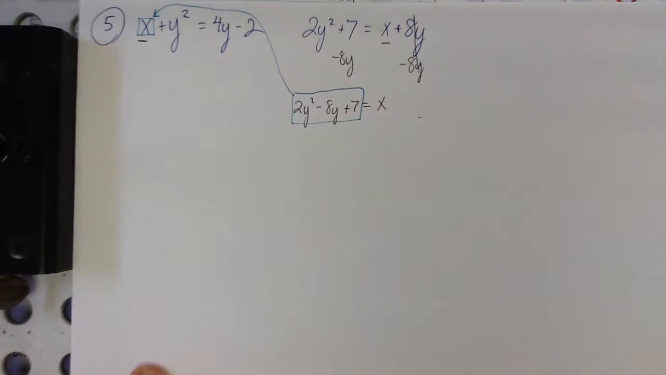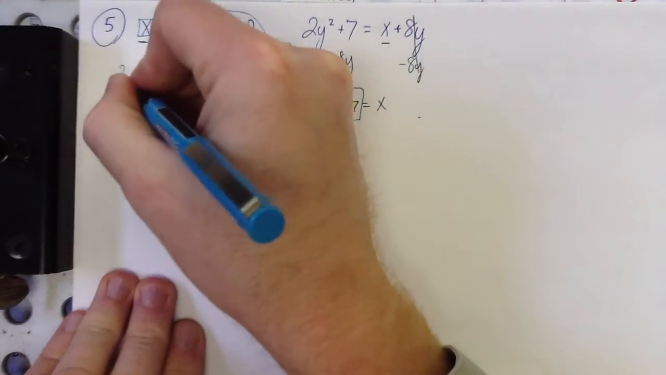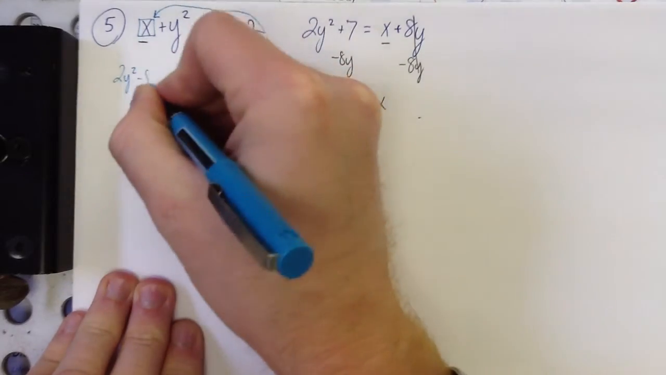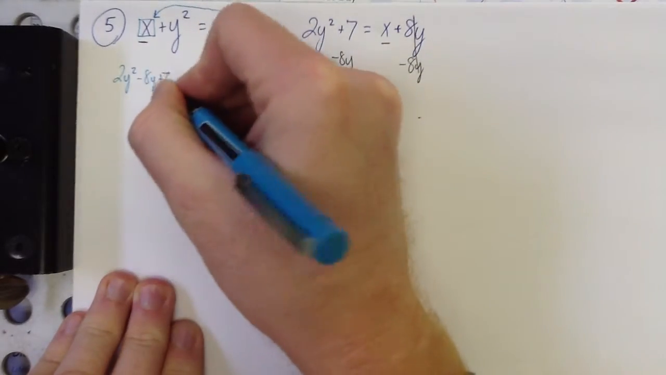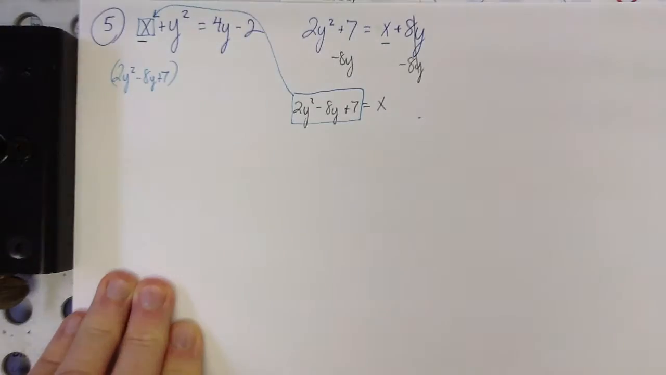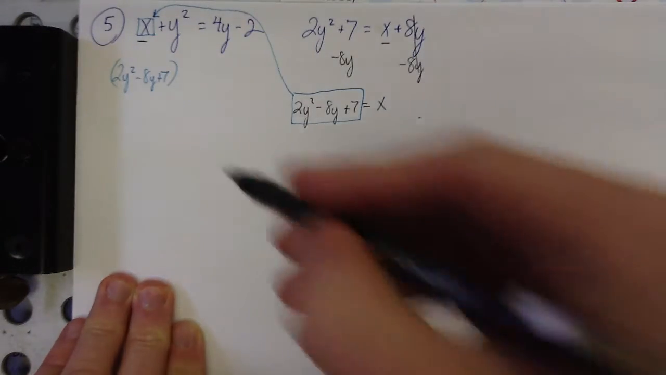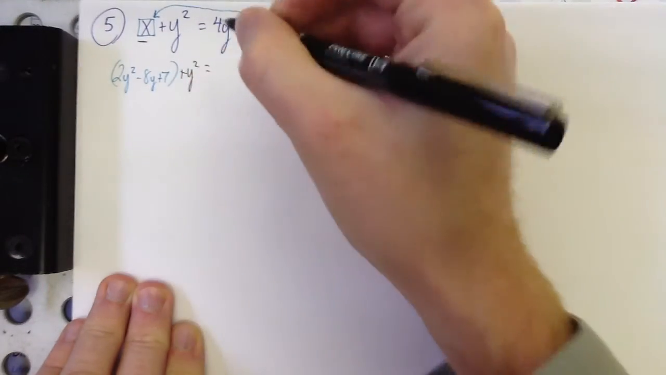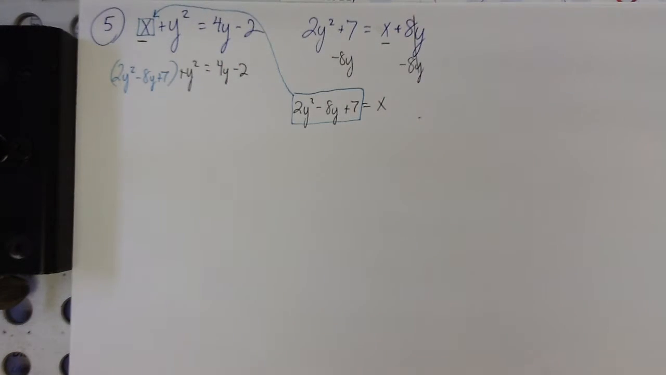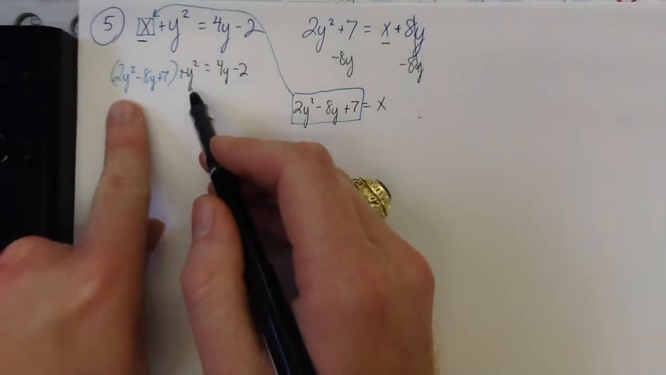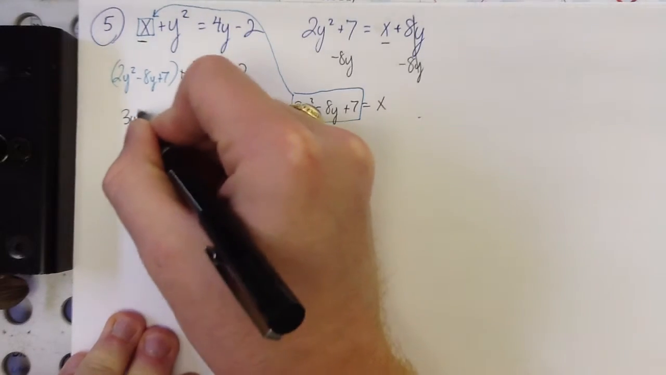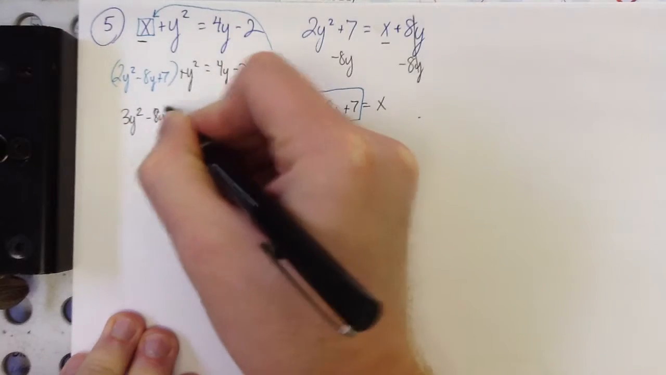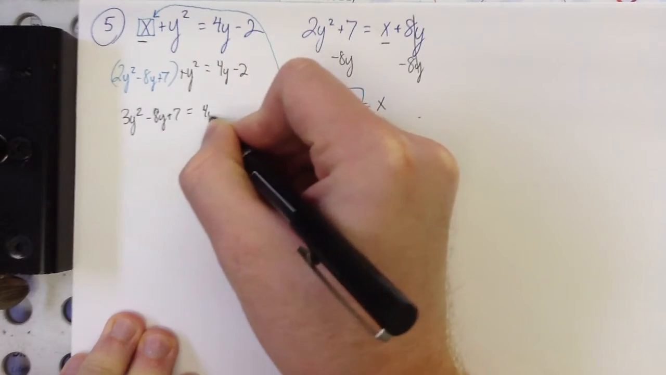All right. So the 2y squared minus 8y plus 7, it's all in there for x, plus the y squared equals 4y minus 2. So some of these are going to look messy, and I realize that looks messy, but you can handle that at this point. Put your like terms together. It's 3y squared, and then we'll keep everything the same for a moment.